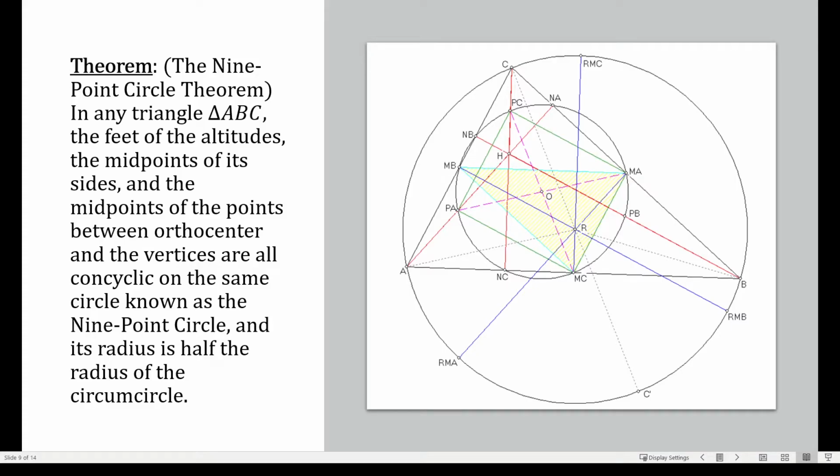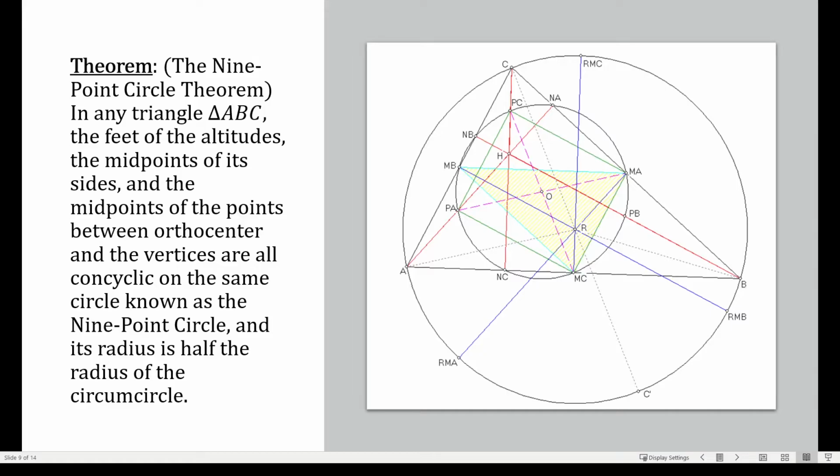Then we can take one of the rectangles, choose MA, PC, PA, MC, and notice that a diagonal will form a right triangle at MC, PC, NC, and by lemma 2, NC will lie on the circle. The same can be done for the points NB and NA. Thus, MA, PB, MC, NC, PA, MB, NB, PC, and NA all lie on the same circle, called the 9-point circle.